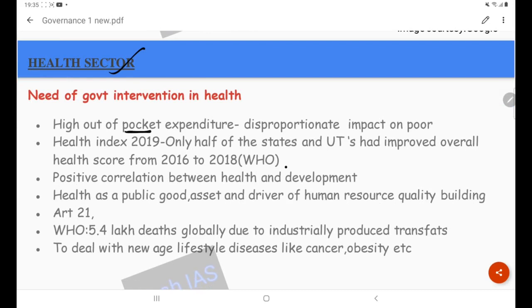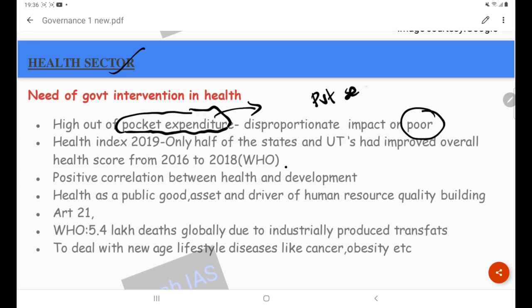Because we are having high out-of-pocket expenditure. That is the first reason. And why does this become a problem? Because it impacts the poor more, since the non-poor people can resort to private sector health also. The private sector is functioning better in India in the healthcare field, but the poor do not have that. Then next is the health index.